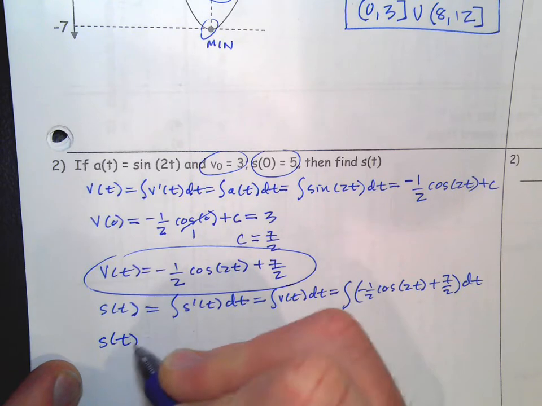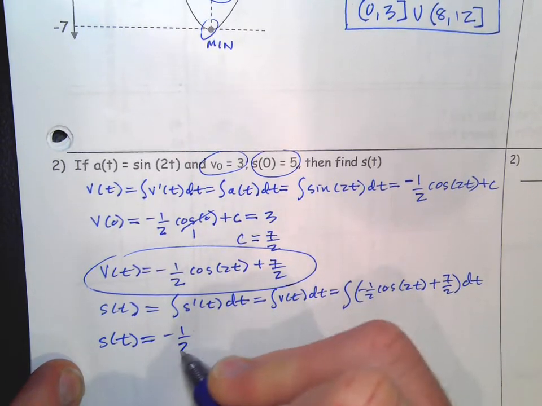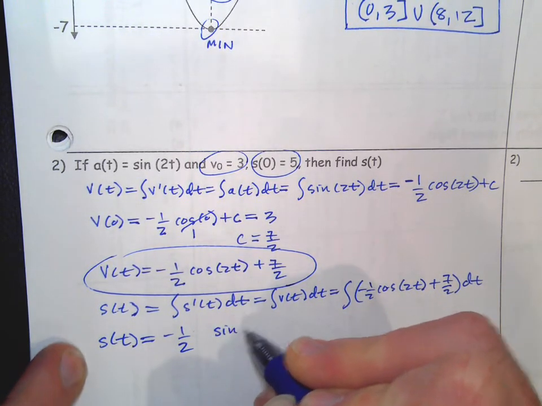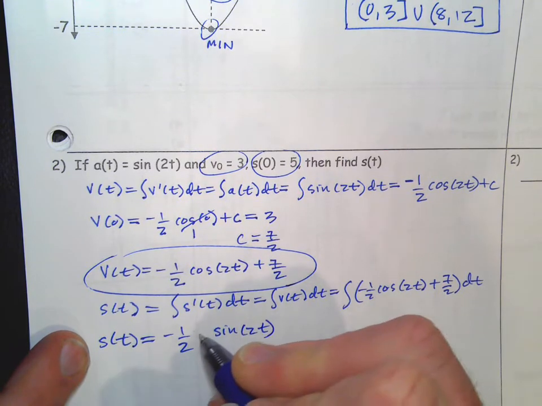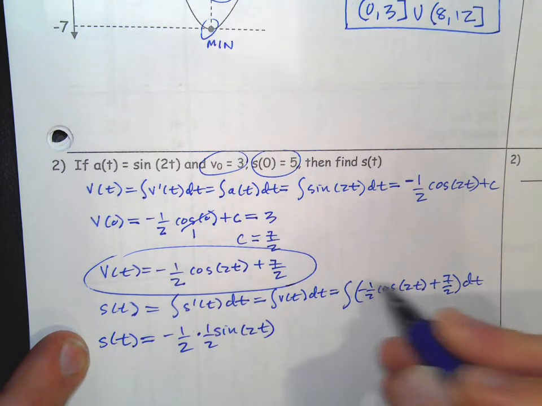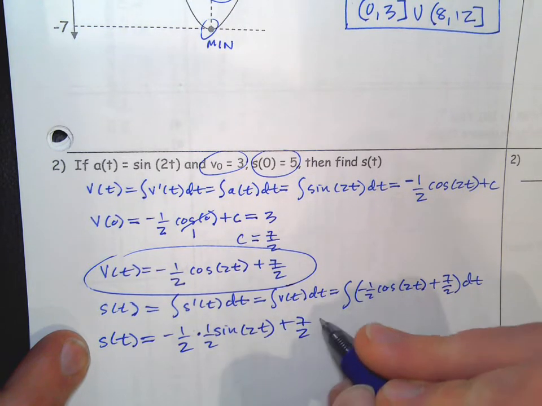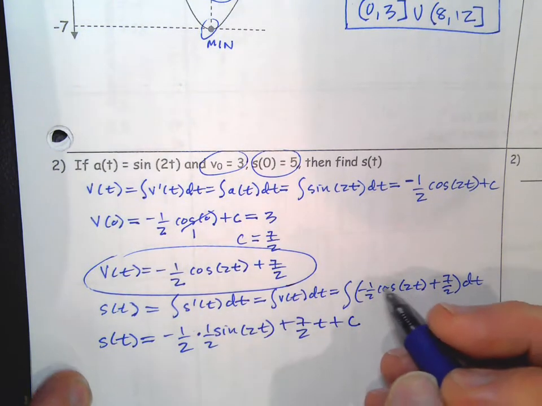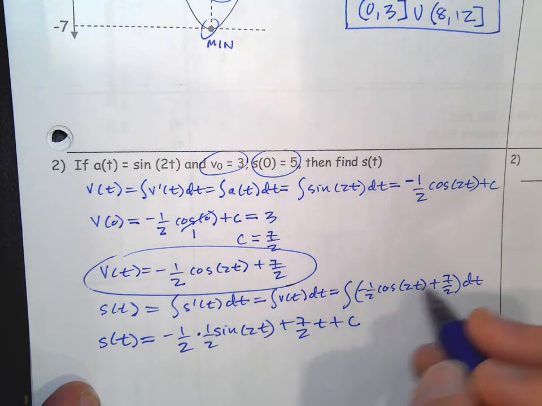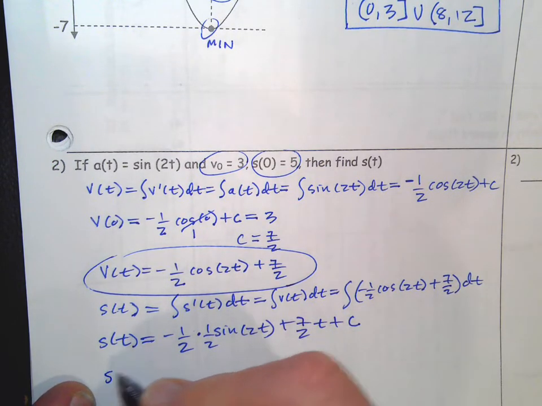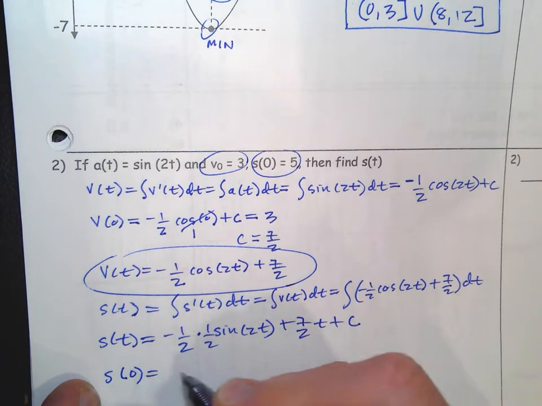So what do we get? We get, well, there's already negative 1/2, and then you're going to get a sine 2t, which is going to give you another 2 that we want to cancel out so that we actually end up with a 1/2. Plus 7/2 t plus c. You could always check your answers by taking the derivative of these and see if you get what you started with. Now, the initial condition is at time 0.